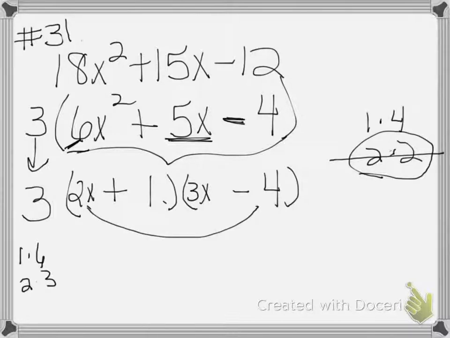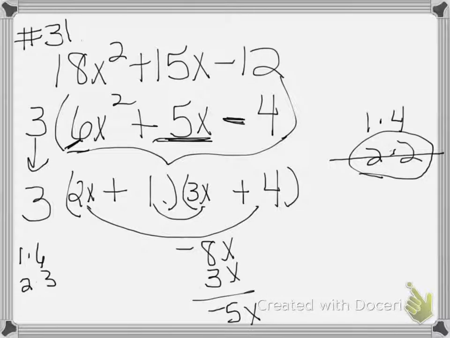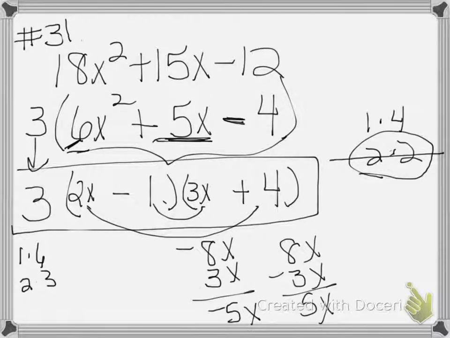My outside is a negative 8x. My inside is 3x, which is negative 5x. My middle term is a positive 5x. So this is very simple. I just changed my signs. Make this a positive and make that one a negative. Now to check it, it's 8x minus 3x, which is positive 5x. So this is my complete answer. Again, don't forget to bring down that 3. That is part of your answer.